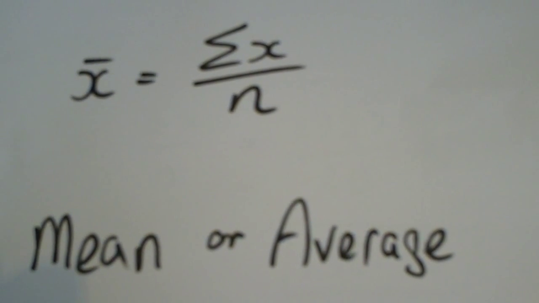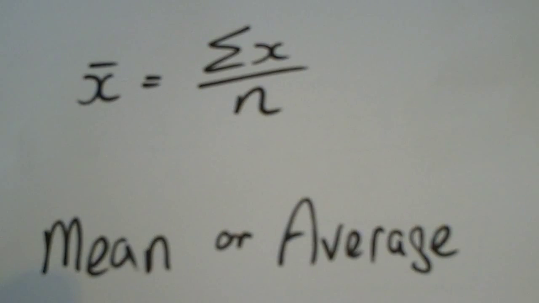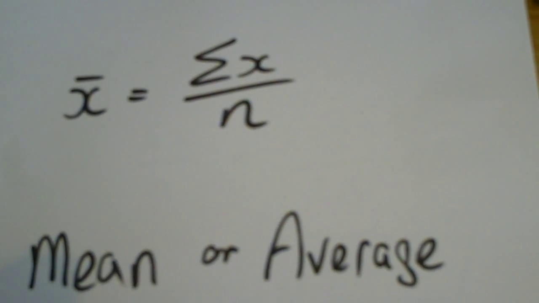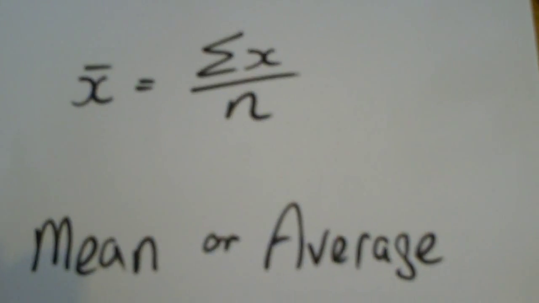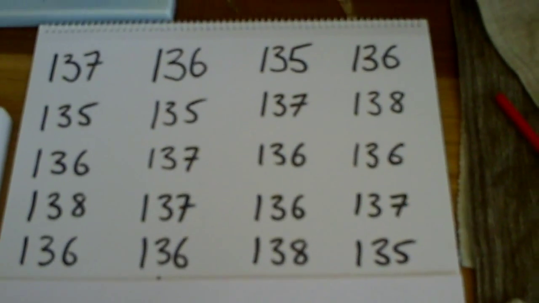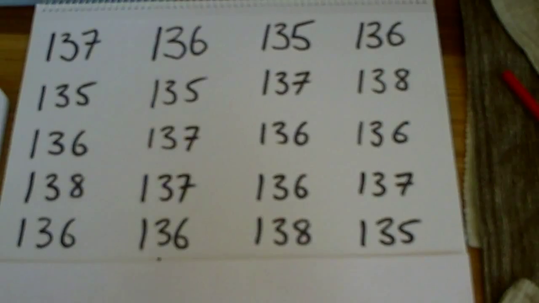The formula for mean or average is shown here. X bar is the symbol for the mean, equals the sum of x over n, where n is the number of items in your data set. So here is a data set of 20 numbers, and we need to find the average.